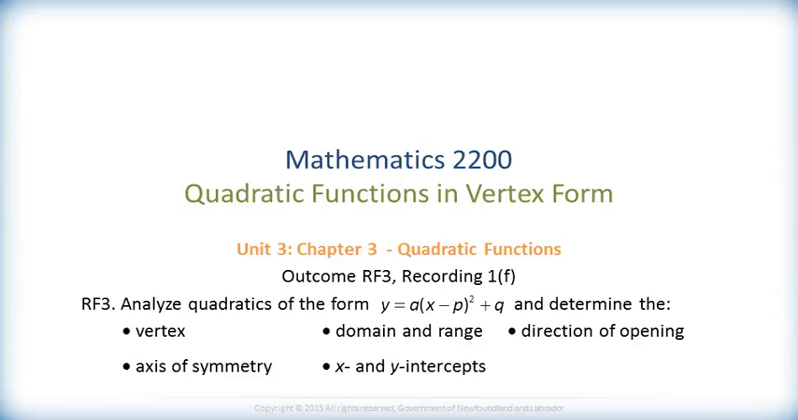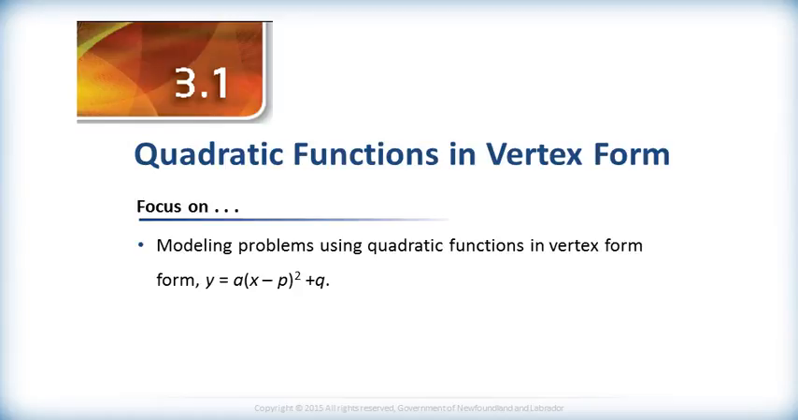Welcome to our final recording in our series on quadratic functions in vertex form for Unit 3, Chapter 3 of Quadratic Functions, Mathematics 2200. We're going to model problems using quadratic functions in vertex form, y equals a(x minus p) squared plus q. So we're going to bring together a few of the skills that we've learned in the last few recordings.